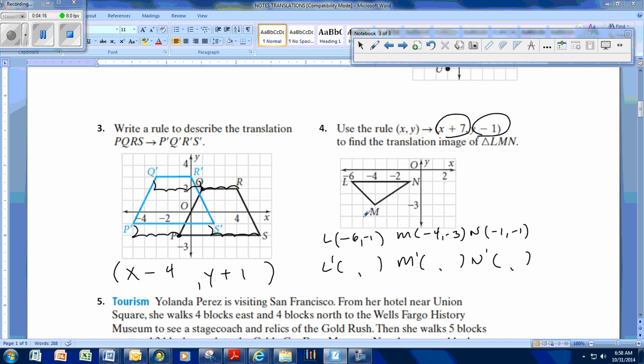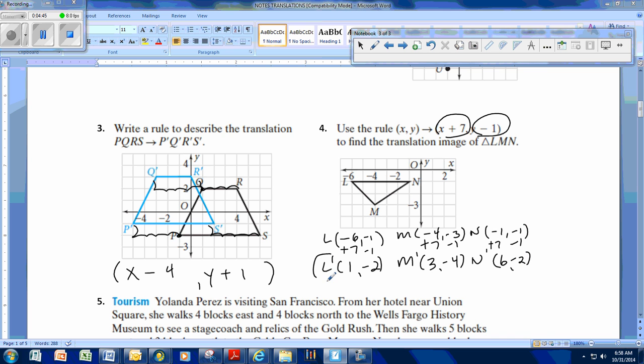If I add 7 to each x, that's going to give me my new x coordinate for each point. So -6 plus 7 is 1. -4 plus 7, again, I'm just adding 7, is 3. And -1 plus 7 is 6. Then I'm going to subtract 1 from the y coordinates. -1 minus 1 is -2. -3 minus 1 is -4. -1 minus 1 is -2.